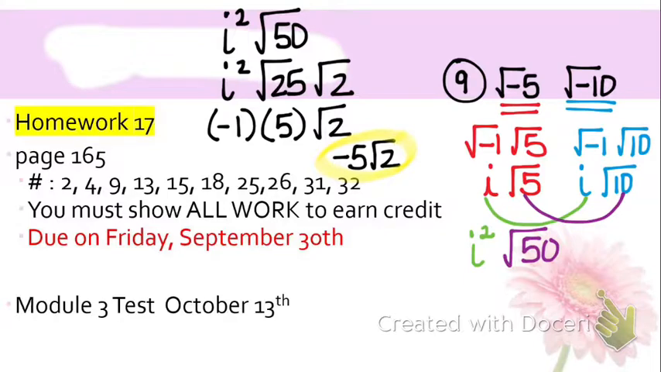Okay, looking at 13 and 15 and 18, I want you to do those on your own, but I want you to look at example 3 on how to do that. And then when you get down to the bottom, let's look at number 25. For number 25, you just have to add your like terms. So there's really no work to show for 25. 25 is just addition. 26 is subtraction. So you have to distribute first and then combine your like terms. 31 and 32, you have to multiply, which means you need to make a box. You still have 6 minutes. Continue working on homework 17.